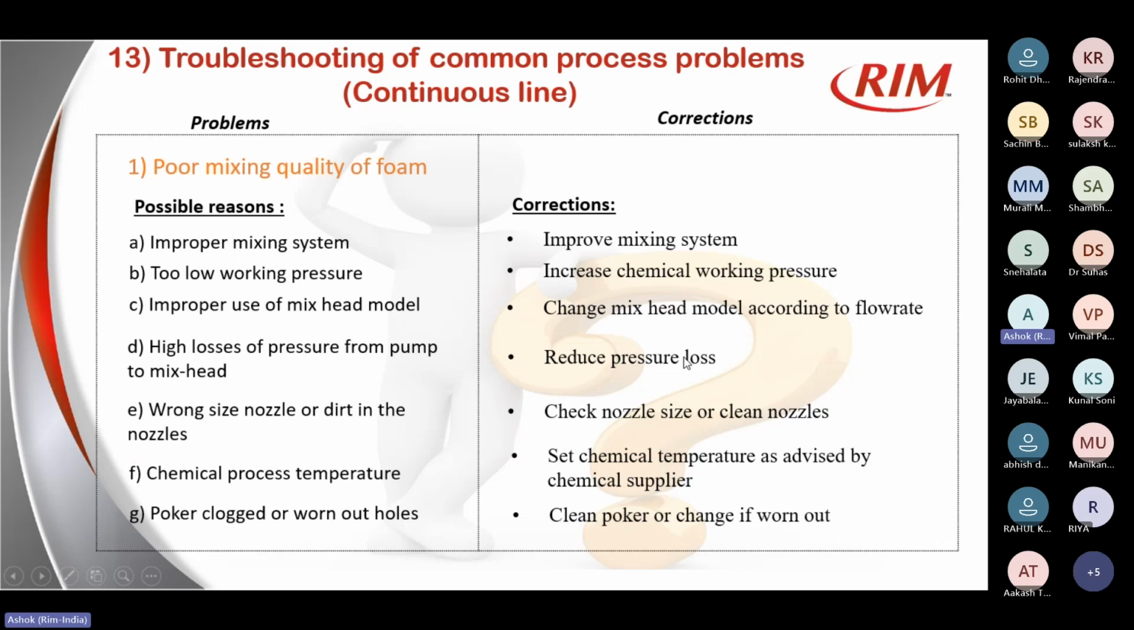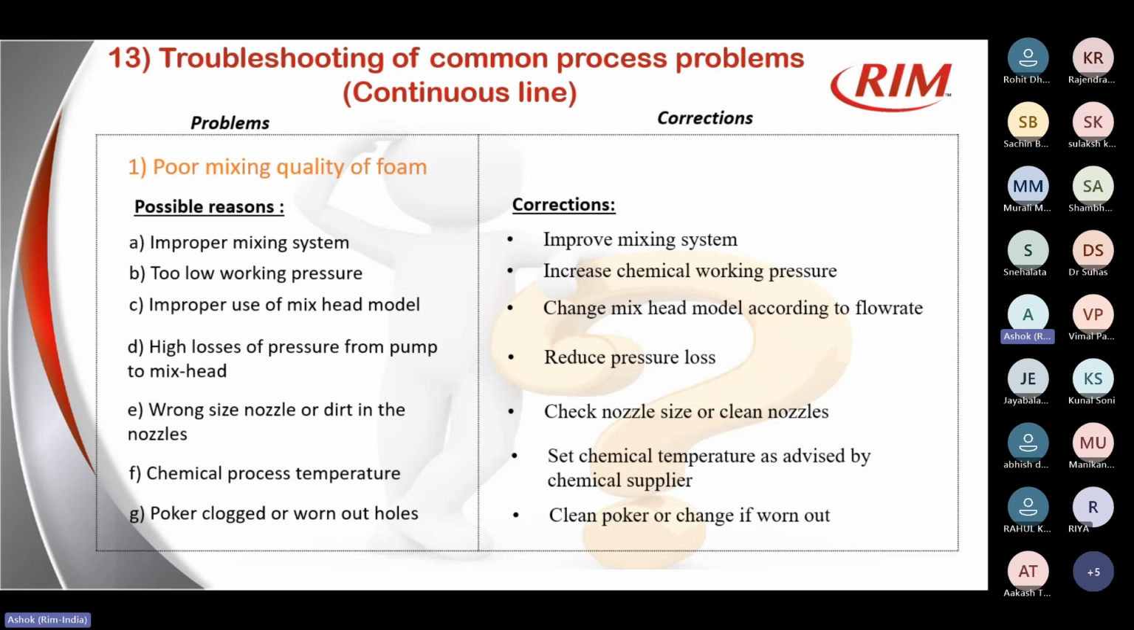Correction-wise, the mixing has to improve. For that, of course, you have to check the PU machine size. What static mixer is being used? What is the technology? Increase the chemical working pressure. The mixing head model has to be checked and chosen according to your flow rates.